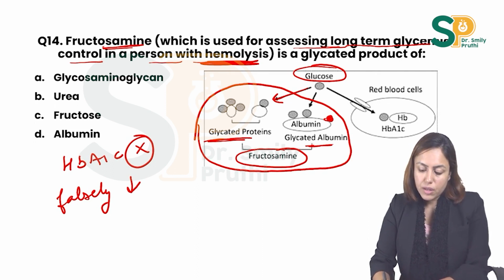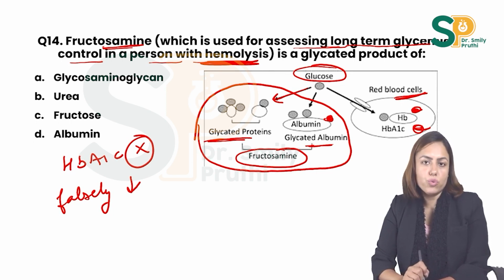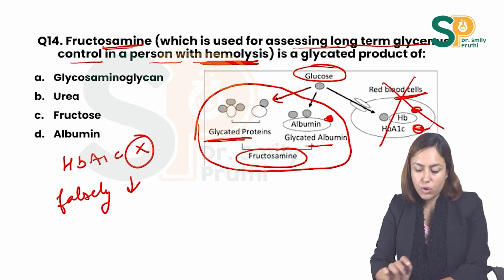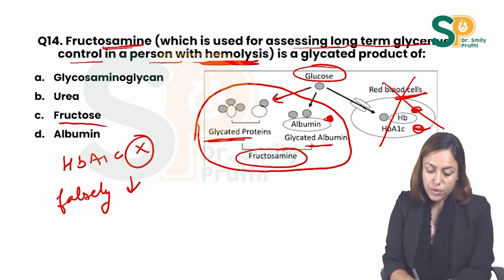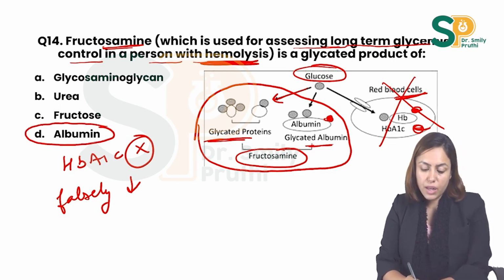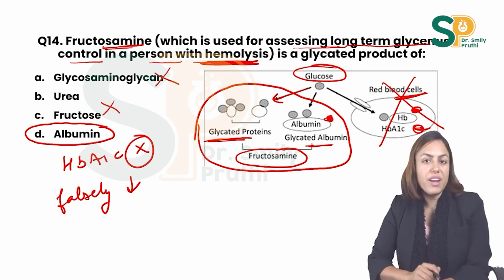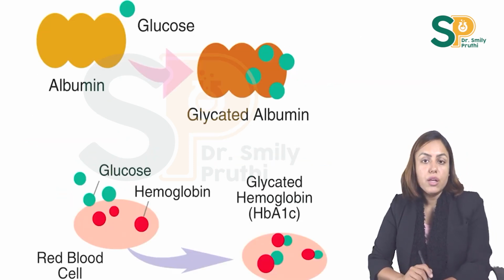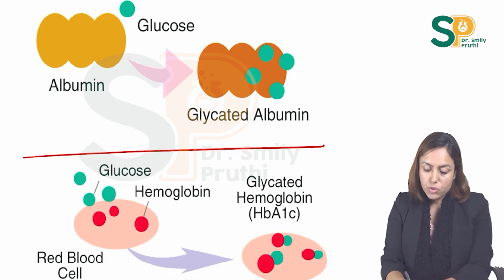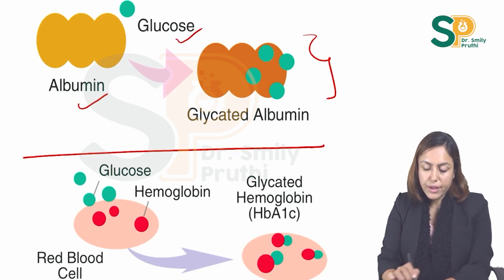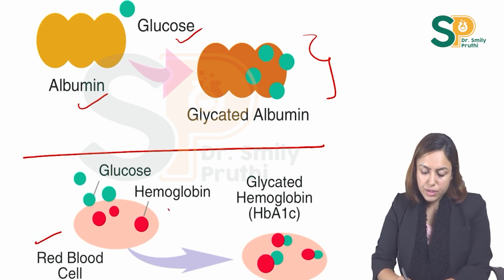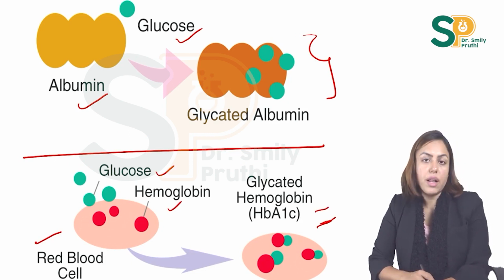Okay. Then what is HbA1c? When in RBCs, hemoglobin is attached to glucose, right? So this is HbA1c. But in a hemolysis patient, we cannot do this. So we need fructosamine, and fructosamine is a glycated product of albumin. The answer is albumin, not fructose, not glycosaminoglycan, right? Be careful. You can also have a look at this picture. Albumin joins with glucose. This is glycated albumin. In RBCs, hemoglobin joins with glucose. This is glycated hemoglobin, HbA1c, right?